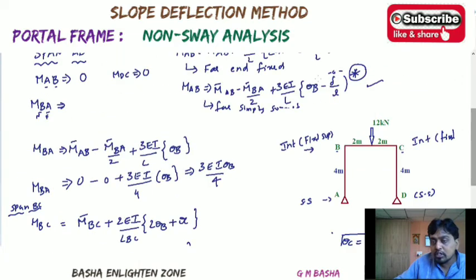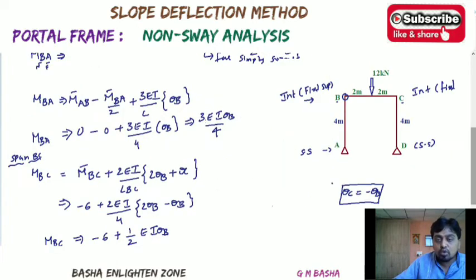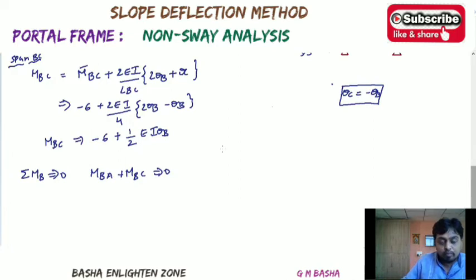So I am talking about this joint. Sum of the moments at this particular joint will become 0: MBA plus MBC. Take down that equilibrium condition. So MBA will be equal to 3 EI theta B by 4, that is 3 EI theta B by 4. And MBC will be equal to minus 6 plus EI theta B by 2, equal to 0.